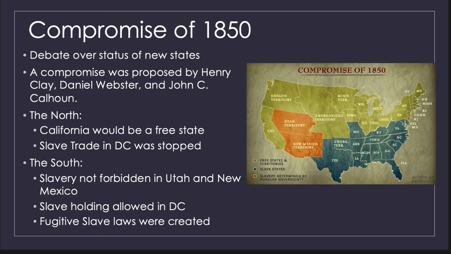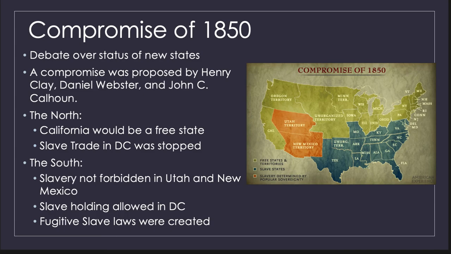The wins for the South, we're going to say that slavery is not forbidden in the Utah and New Mexico territories. We're using popular sovereignty, the people's right to vote there. The win for the South in DC is that you can still hold slaves. You may not be able to purchase more, but you also are not going to be denied your right to the property that you already have. And also remember the major win for the South in the Compromise of 1850 is going to be the fugitive slave laws, which pushes everybody that sees a runaway slave to be a slave catcher.